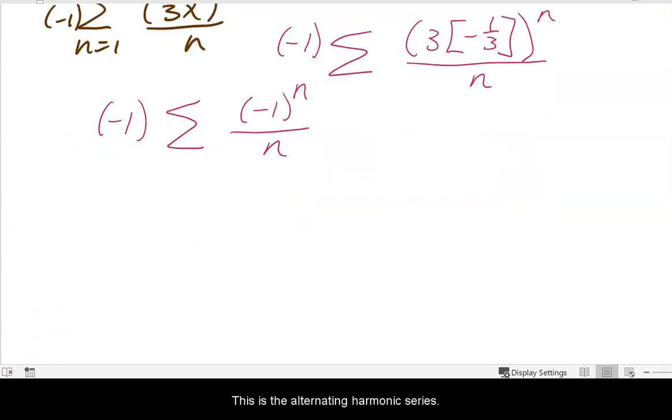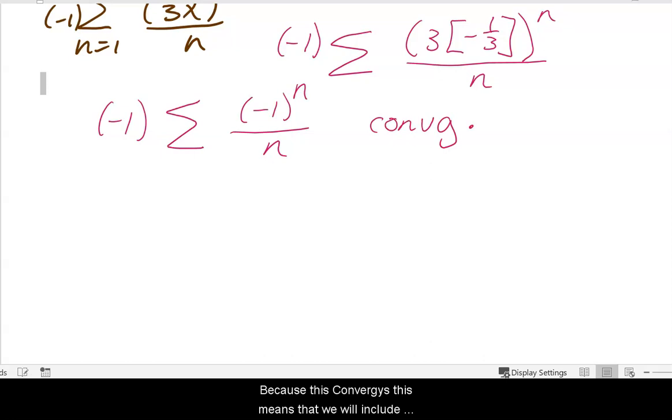This is the alternating harmonic series. We know from the previous section that this is a convergent series. Because this converges, this means that we will include -1/3 in the interval of convergence.